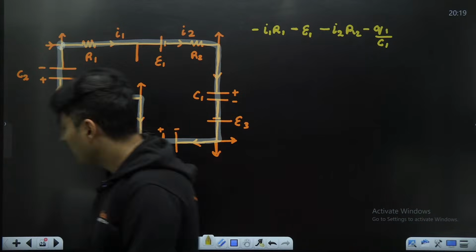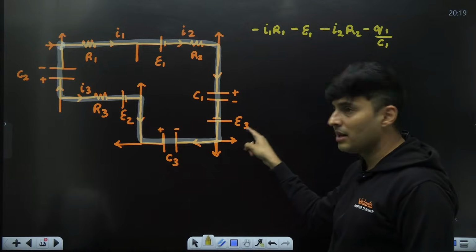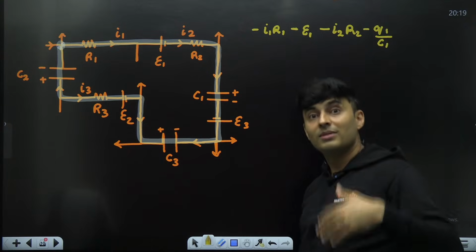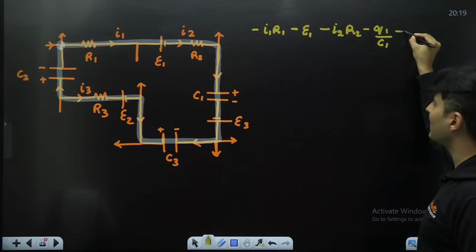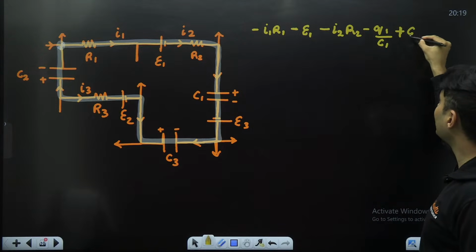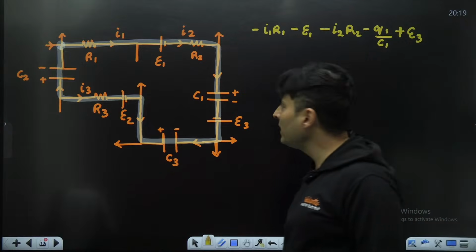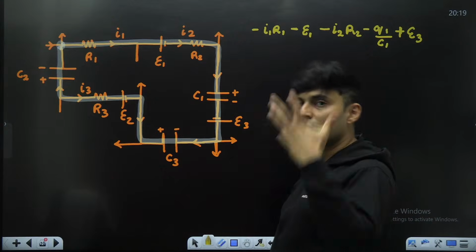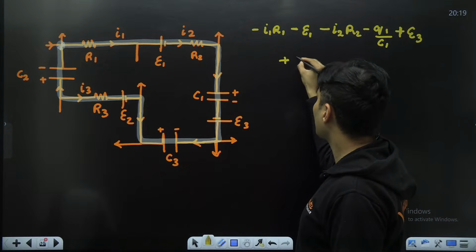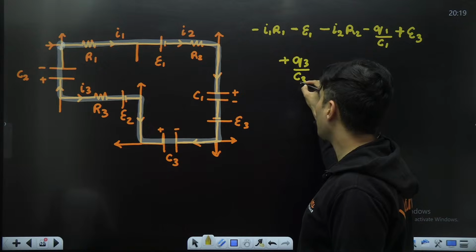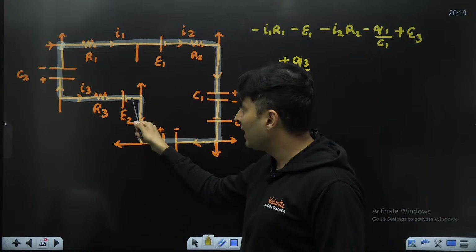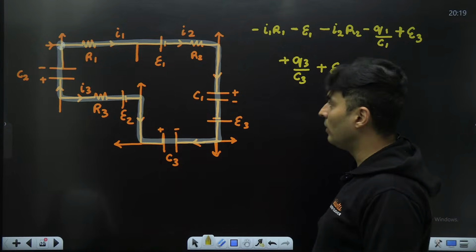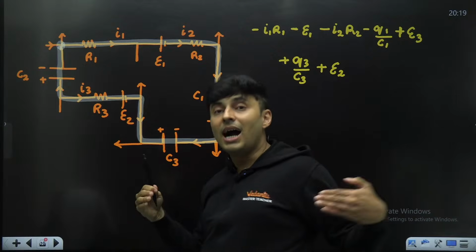Next, you get a battery, which is E3. I'm going from negative to positive terminal, an increase, an upgrade. So give a plus sign: plus E3. Everyone fine till this point? Next, in a capacitor, negative to positive is an upgrade, so plus Q3 by C3. Then I go to a battery, negative to positive, an upgrade of E2. Then a resistor, but I'm going against the current.